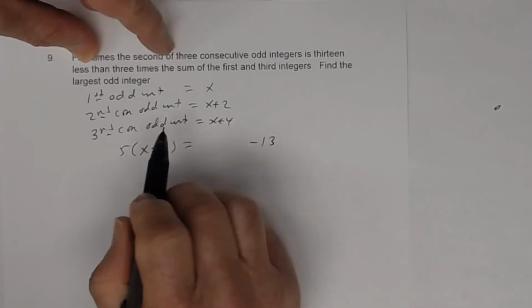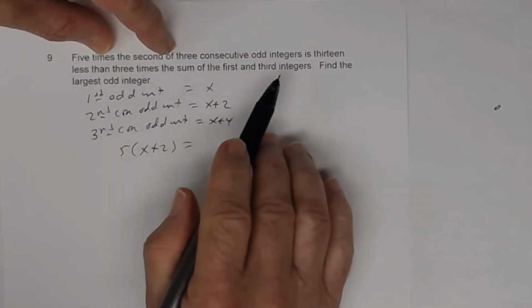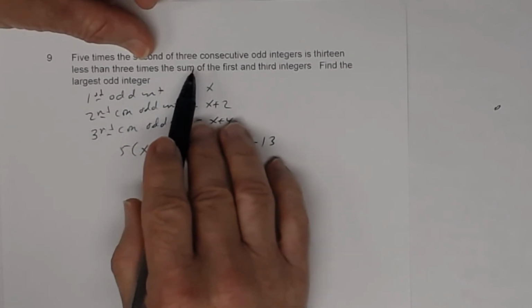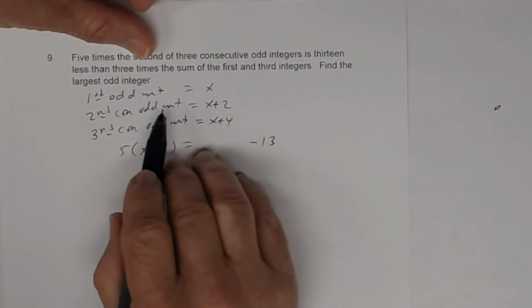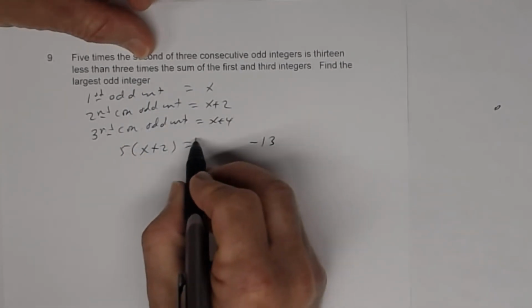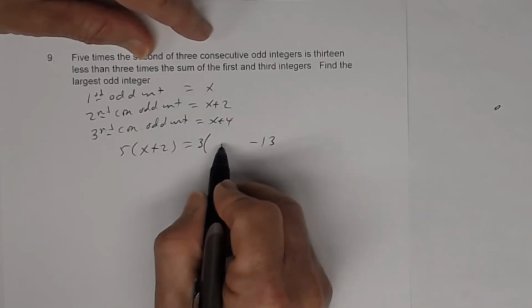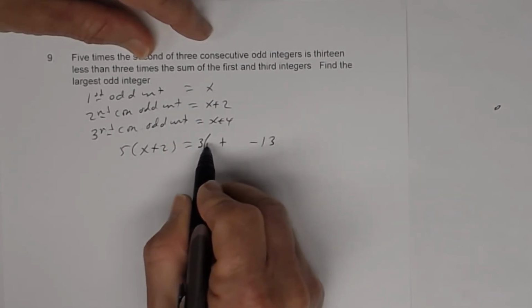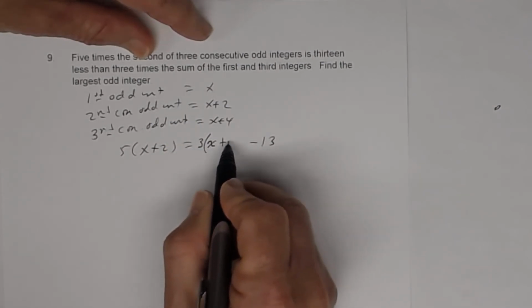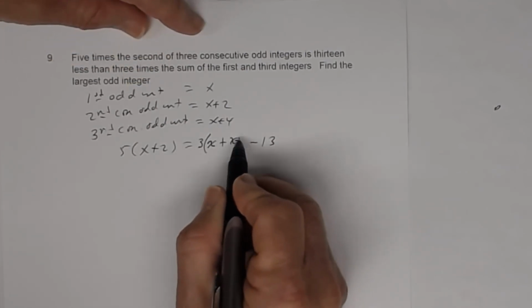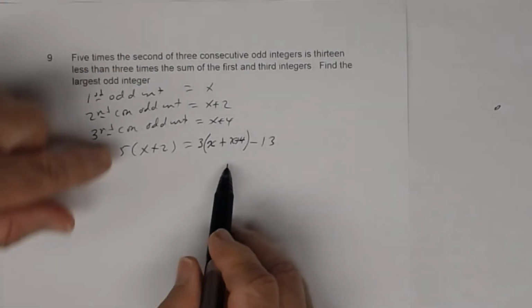Okay? And then in this case, you're subtracting 13 from 3 times the sum of the first and the third. Here's the first, here's the third. So listen carefully. You're subtracting 13 from 3 times the sum of the first, and what's the first? x, and what's the third? x plus 4. Okay, so that's what it looks like.